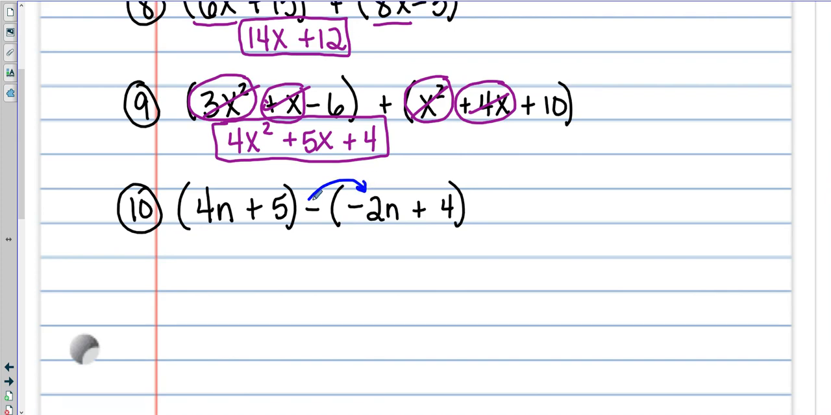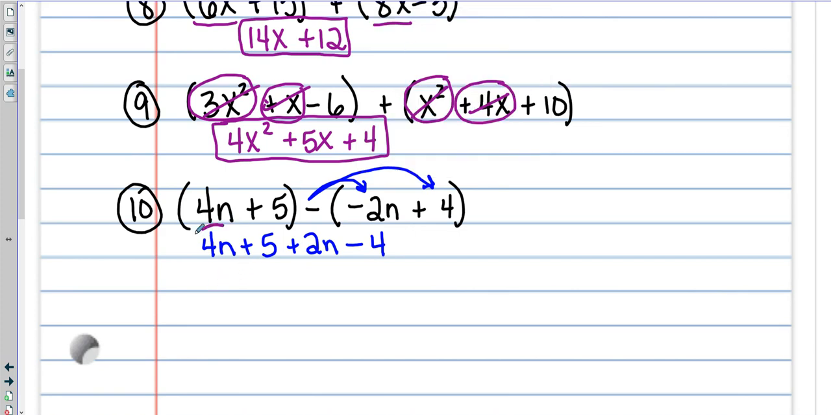So I'm going to distribute like this. I'm going to keep the 4n plus 5, bring it straight down. And then I'm going to distribute. So that means negative times negative is positive 2n. And then a negative times positive is negative 4. So there, I distributed the negative. Okay, so now we're going to combine our like terms.